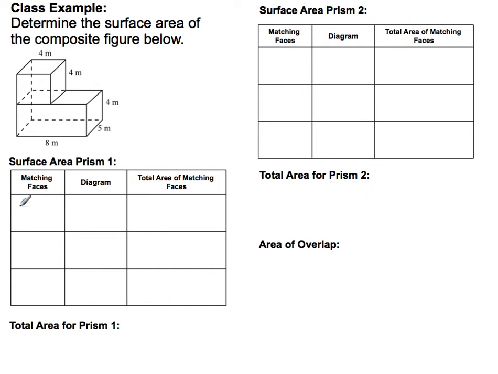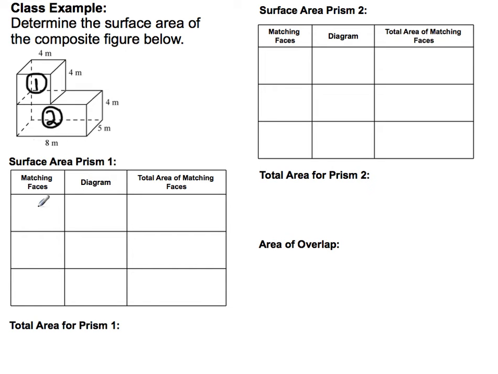So I'm going to say that this is prism 1 and this is prism 2. Just so that we don't get confused, I put a circle around the numbers so that I know I'm just labeling the prism and it's not a dimension. So that's why I'm circling those numbers.